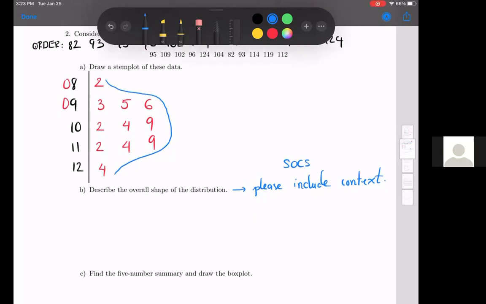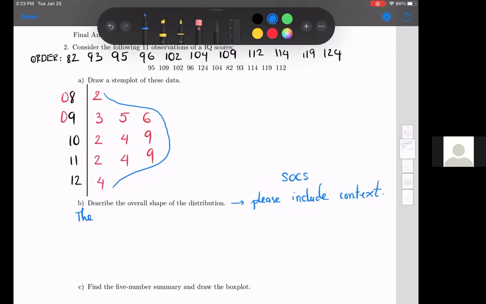Someone says: the observations for IQ scores follow a unimodal normal distribution with a center of 104 IQ and ranging from 82 to 124. And I would put in parentheses 42 for the range. Would you prefer the difference or just the smallest to largest? I prefer just the range from smallest to largest. You don't have to give me the difference, but it's okay, I'm not going to take points off.